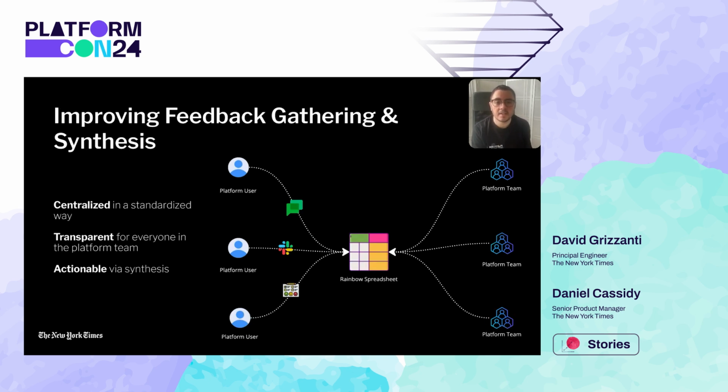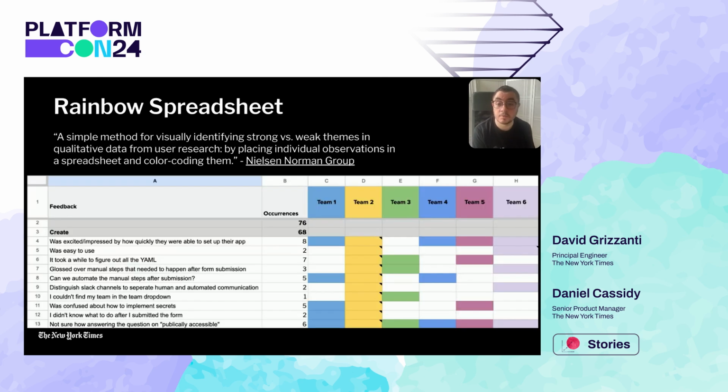So we decided to come up with a core set of principles around feedback. That one, it should be centralized in a standardized way. Two, it should be transparent for everyone working on the platform team. And three, it should be actionable via synthesis. And the core artifact that we decided to adopt is called a rainbow spreadsheet.